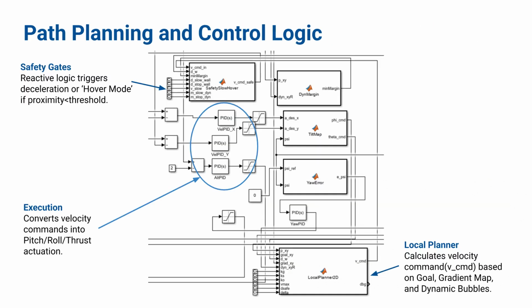The core decision-making happens in the local planner. Based on the goal position, static map gradients, and dynamic safety bubbles, it computes a desired velocity command. A safety gate layer continuously checks proximity and triggers deceleration or hover modes when required. Finally, PID controllers convert these commands into roll, pitch, and thrust actuation.